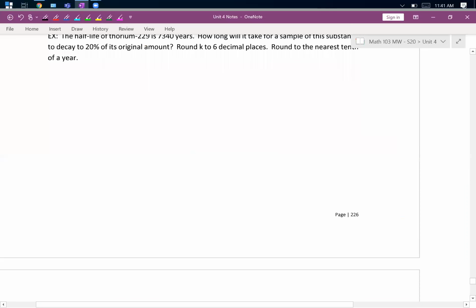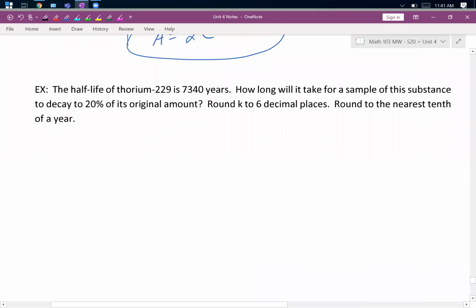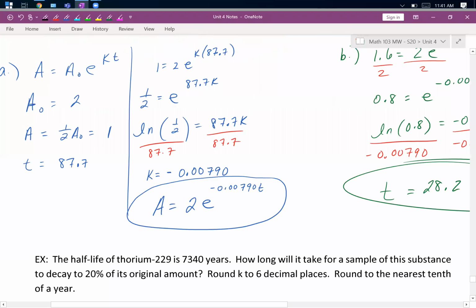All right, let's try another one. Another half-life problem. The half-life of thorium-229 is 7,340 years. How long will it take a sample of this substance to decay to 20% of its original amount? We'll round our K value to 6 decimal places and then round our final answer to the nearest tenth of a year. Real quick, for the previous problem, it was 28.2 years.